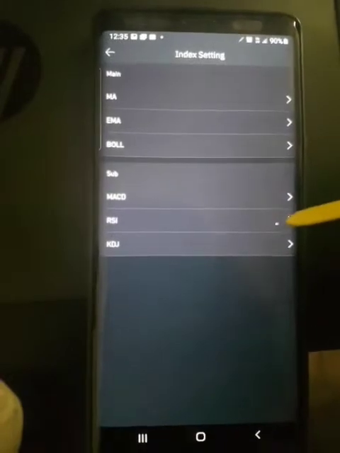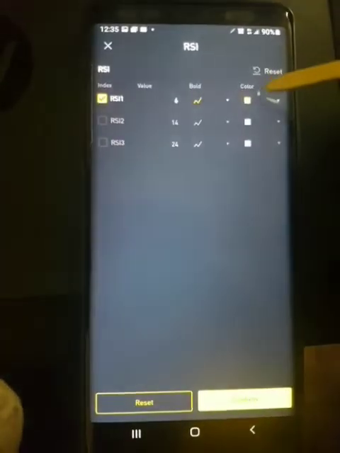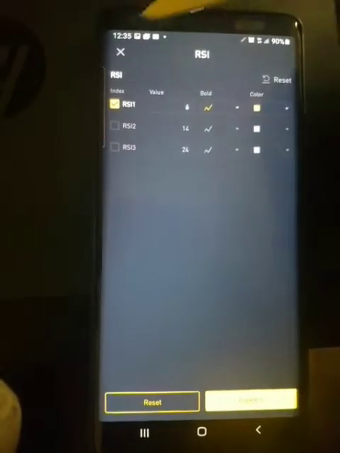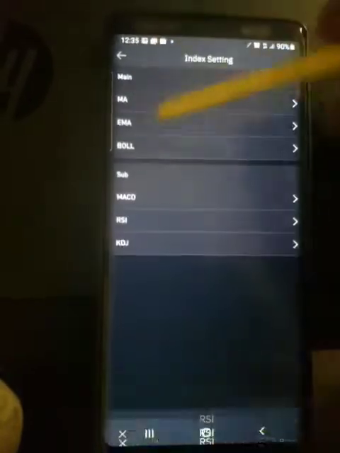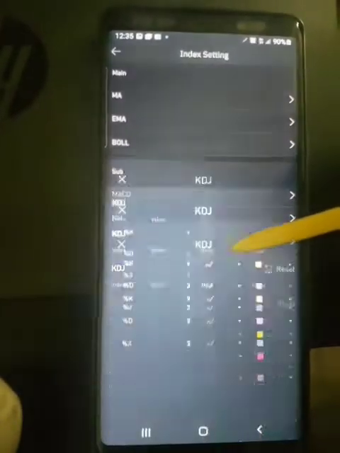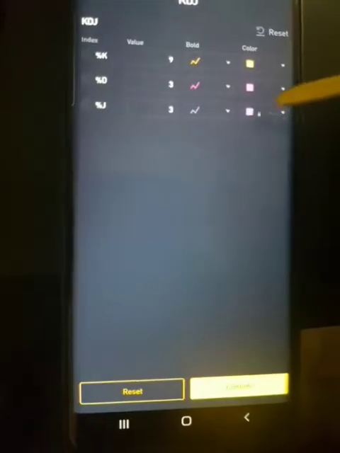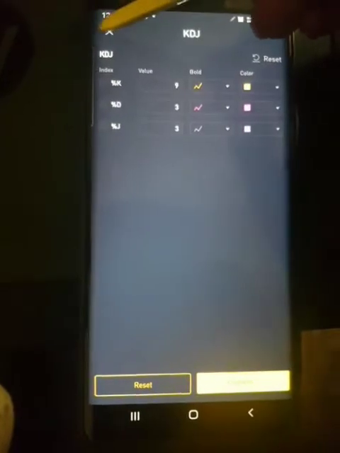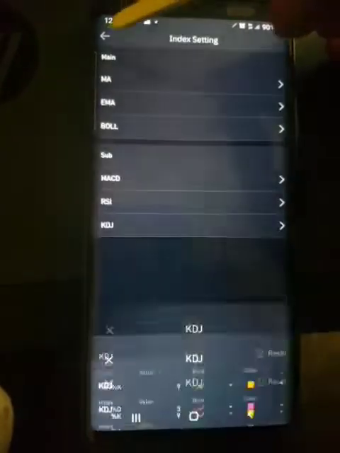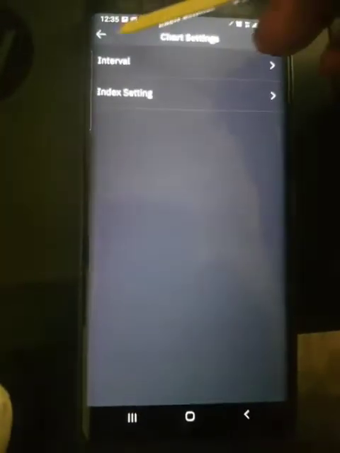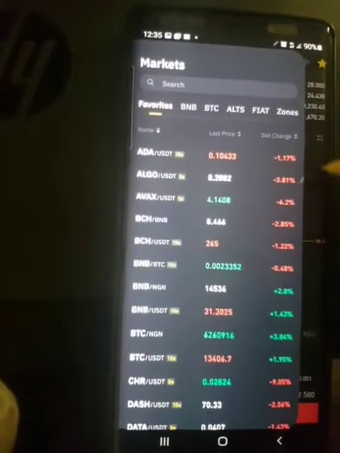RSI is just a single color, which is orange, so you click confirm. And here we have the KDJ: orange, pink, and purple. So you set yours like that and click confirm, just for the purpose of this training. All right, so now let's go back to the graph, and I'll quickly explain how you read the chart.